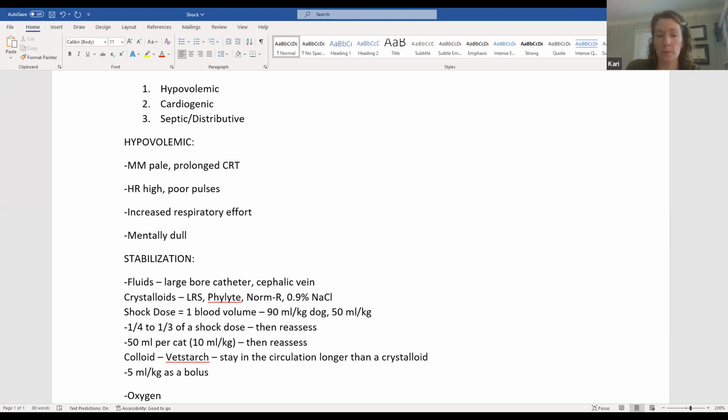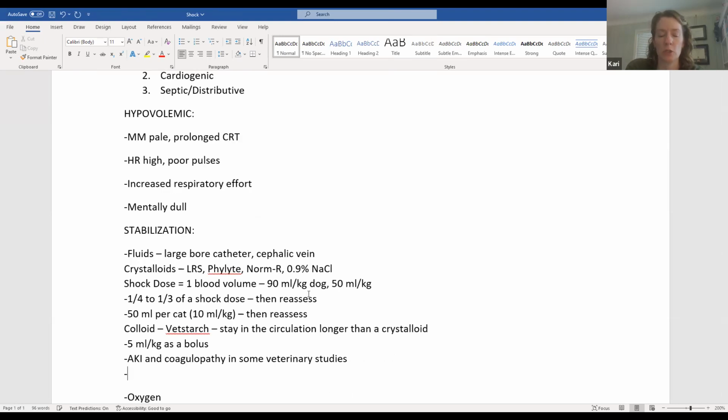We don't always go to them right away because they are associated with both AKI and coagulopathy in some veterinary studies. The AKI evidence does not seem as strong anymore. And so colloids have been a fluid that have really kind of gone back and forth in popularity because of that. But it is something that we will reach to, especially if patients have low total protein, low albumin, or we're having a hard time getting their blood pressure up.